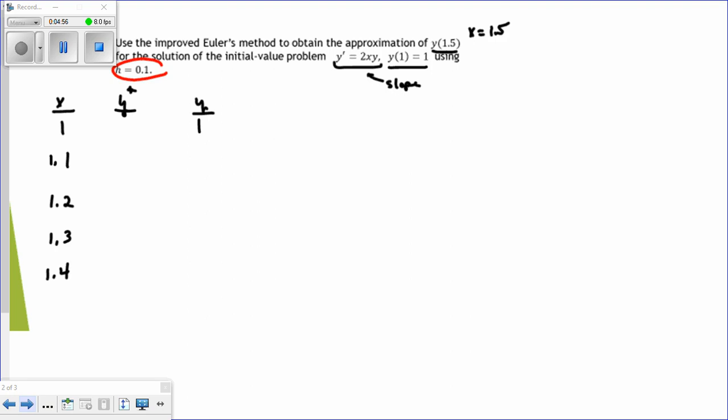I'll go through pretty quickly because this is just kind of tedious to go through all this. So first, use Euler's method to find the y value at the point x equal 1.1 using the initial point 1, 1. So we know that we have this formula for Euler's method.